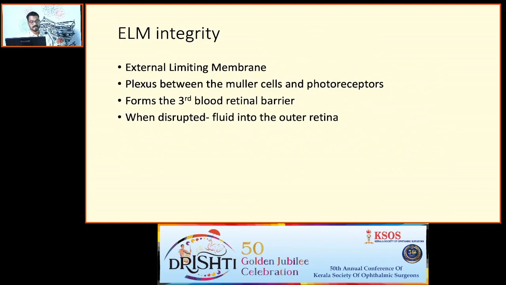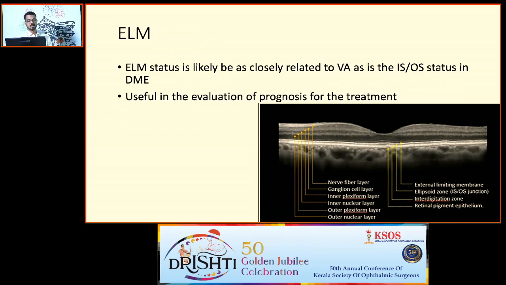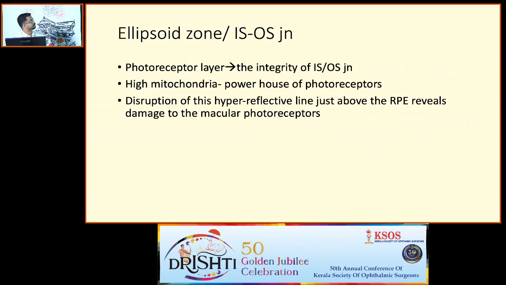Next is integrity of the external limiting membrane. The external limiting membrane is the plexus between the Muller cells and the photoreceptors. It forms the third blood retinal barrier. When disrupted, fluid goes into the outer retina and it presents as neurosensory detachment. So ELM status is closely related to visual acuity, as is the ISOS junction status in DME. It's useful in the evaluation of prognosis for the treatment.